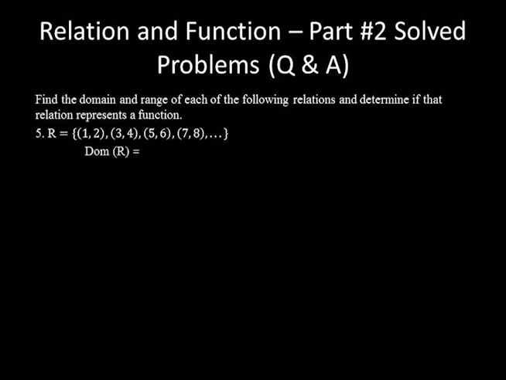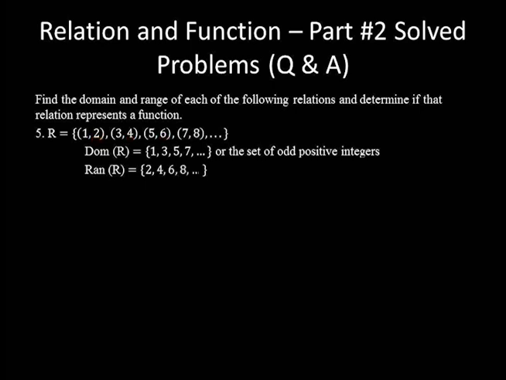Domain of relation equals the x values in increasing order: 1, 3, 5, 7. This is not an exhaustive list, so we have to show its continuation by making 3 dots. This set represents odd positive integers. Thus, the domain can be expressed as the set of odd positive integers. Range of relation equals the y values in ascending order: 2, 4, 6, 8, etc. This set represents even positive integers. So you can express the range as the set of even positive integers.